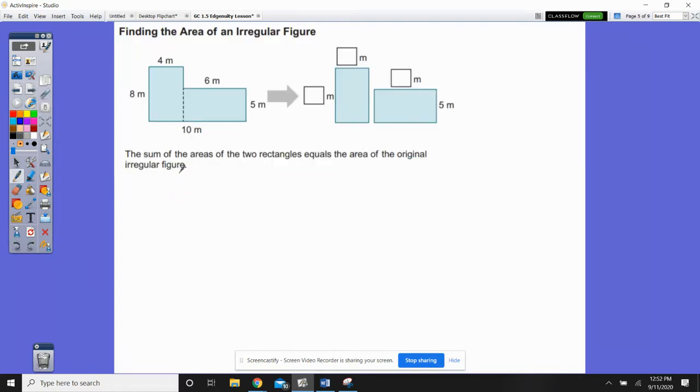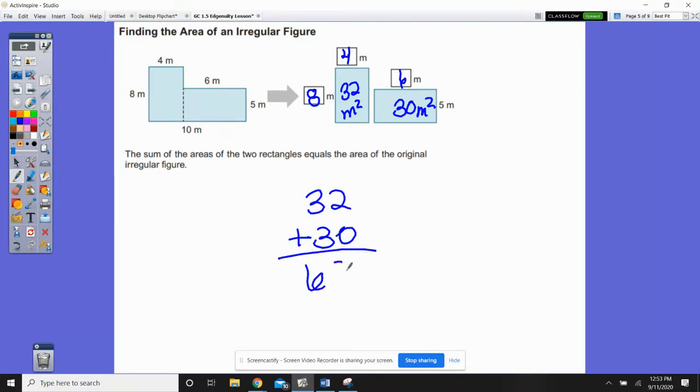So we're going to find the area, this time by cutting it in the way that they showed. So you're going to use the area of the rectangle, which is base times height. So for this rectangle, it'll be 8 times 4, which is 32 meters squared. Then this piece would be 5 times 6, which is 30 meters squared. And we can add them together. 32 plus 30, that's 62 meters squared for the area of this entire piece.